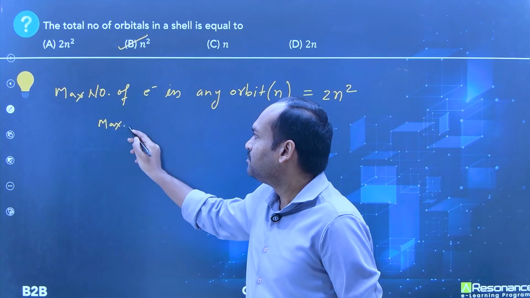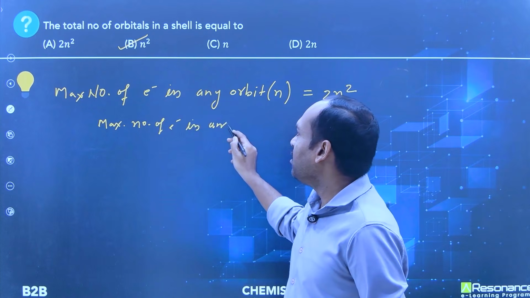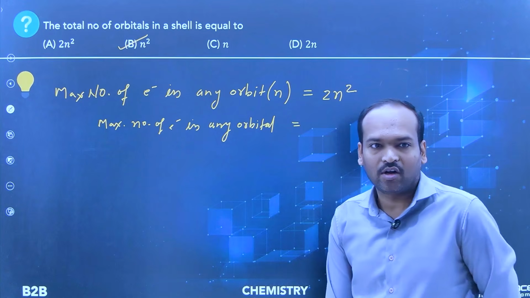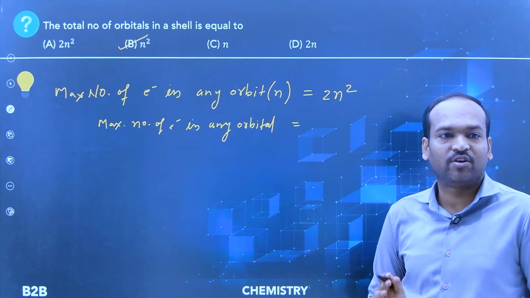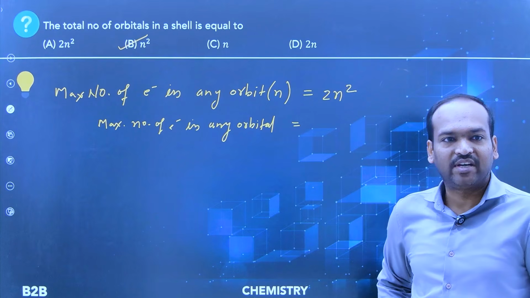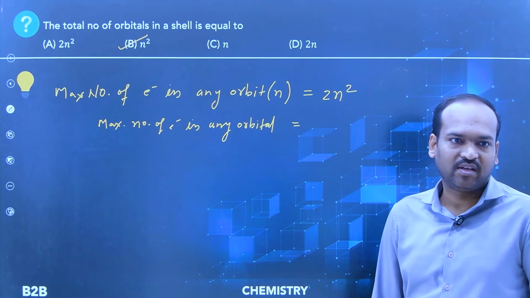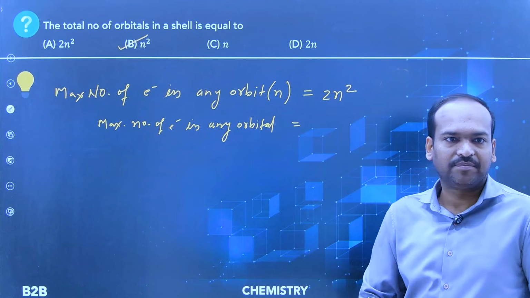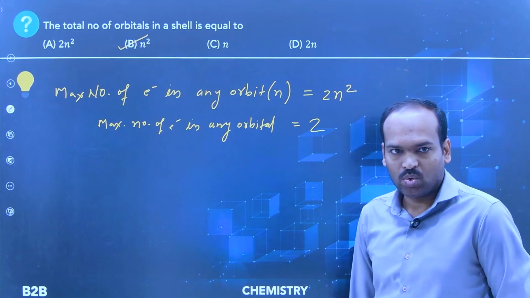Next, the maximum number of electrons in any orbital. Electrons, not orbital. Maximum number of electrons in any orbital is 2. You have the test, but not on the weekend. It will be next week, after 8 or 9 days.